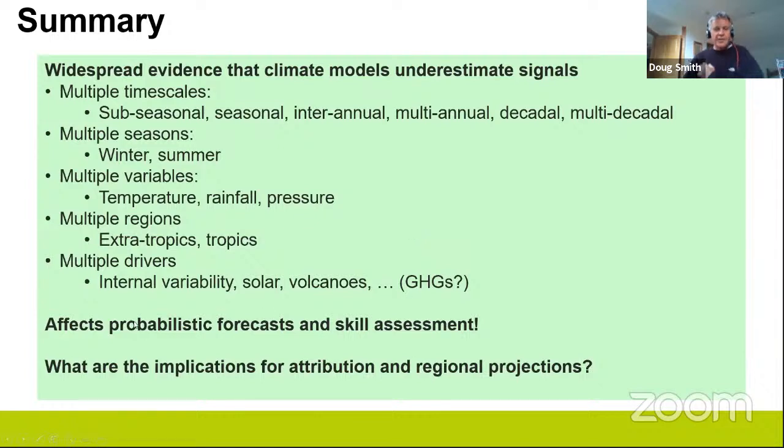So it affects estimates of skill. But I think the key question now is what are the implications of this for attribution, for understanding what's caused decadal scale climate variations, and does it affect regional projections of the coming 30 years or so?